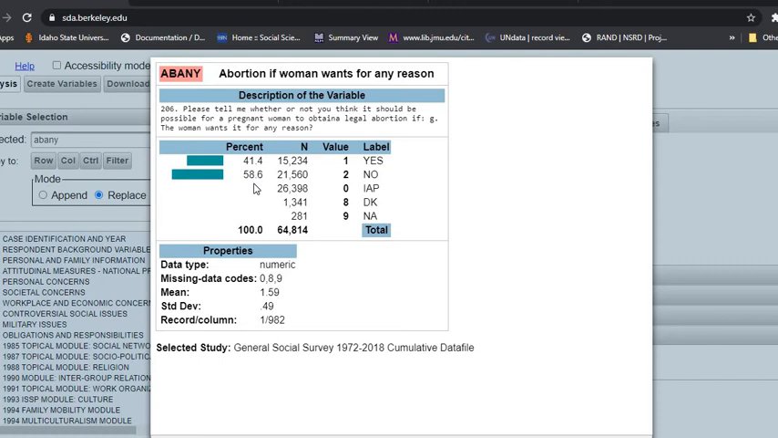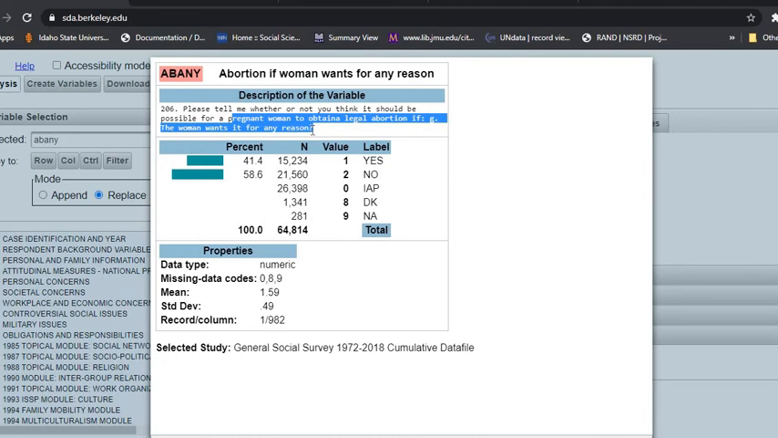Again, it's your choice. You're going to say, okay, I picked sex and attitudes towards abortion. I want to see if men and women are different on their attitudes toward abortion. So step number one is you tell me what the two questions are that you chose. Then tell me how many people are in favor of abortion and how many are against it. You can see that 41.4% of people say that a pregnant woman should be able to obtain a legal abortion for any reason.